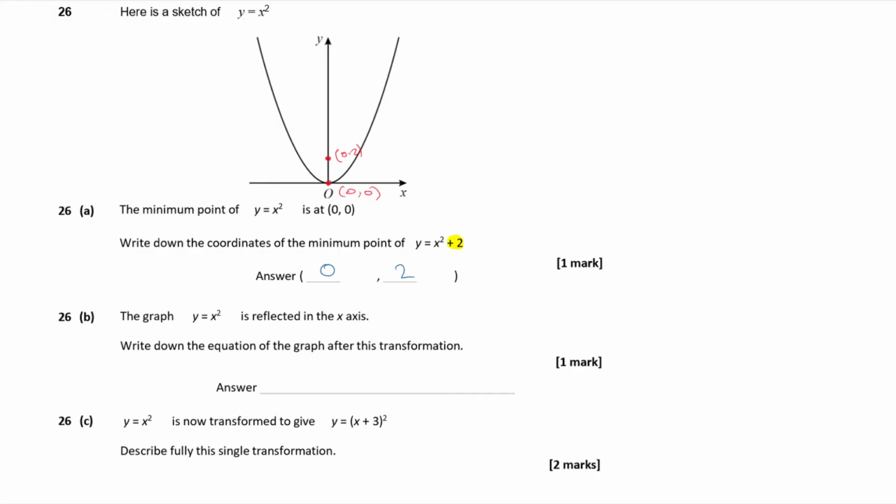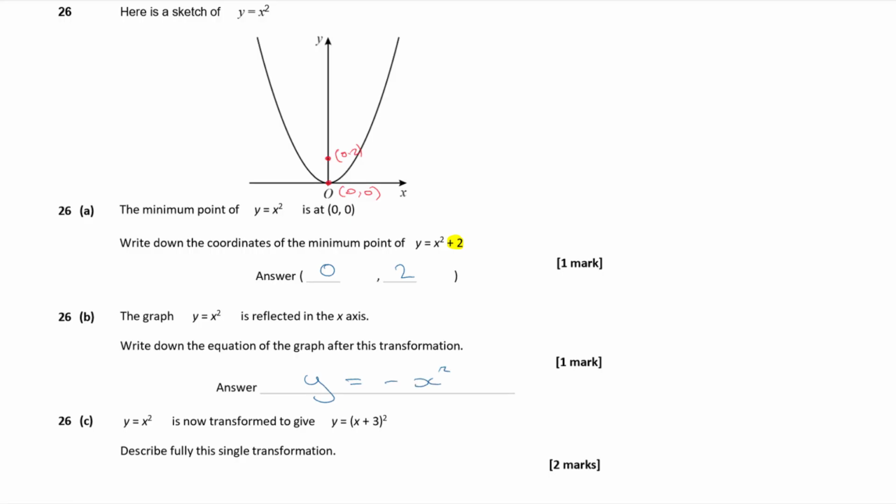Okay, the graph y equals x squared is reflected in the x-axis. Write down the equation of the graph after this transformation. Okay, well, a reflection in the x-axis is just negating the equation, isn't it? So y equals x squared becomes y equals minus x squared.